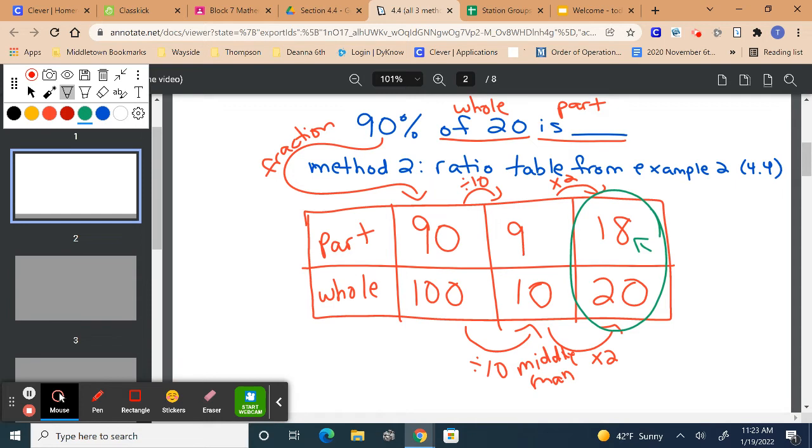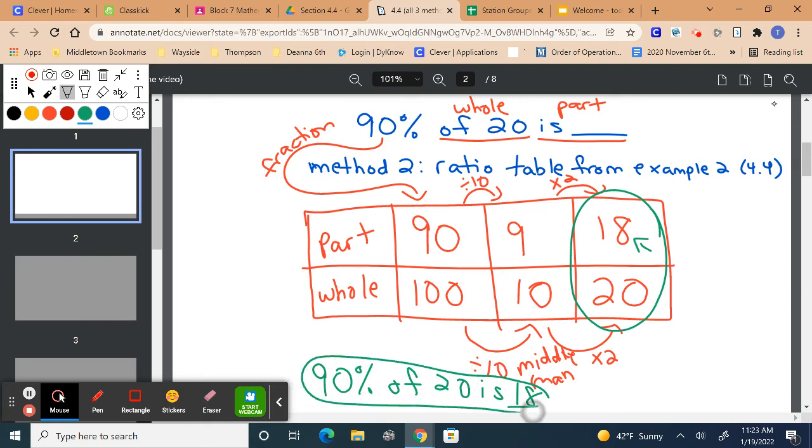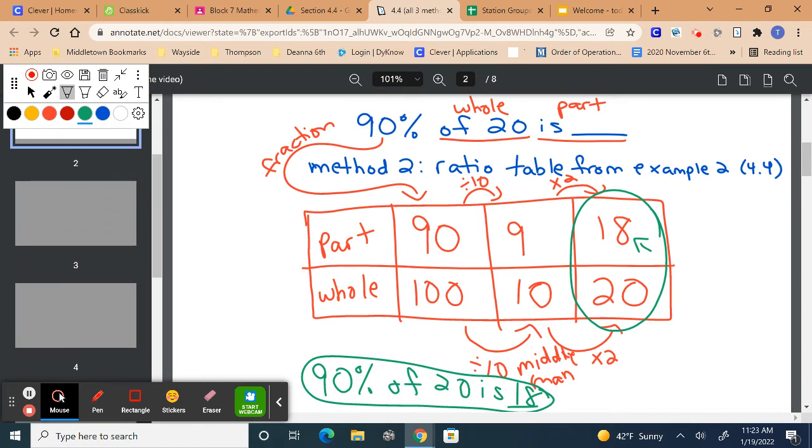So again, we write our answer. So you write 90% of 20 is 18. And that's what we were missing. And then we're going to circle our answer. So that's with our ratio table.